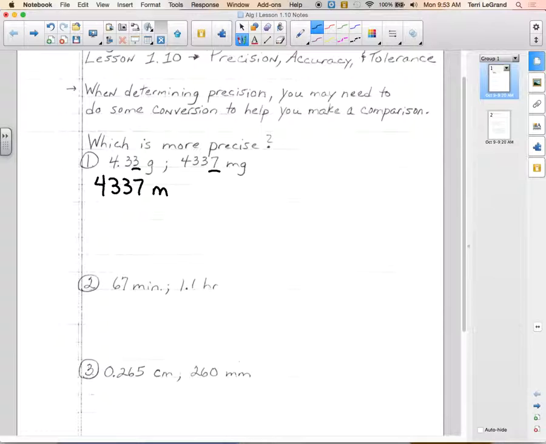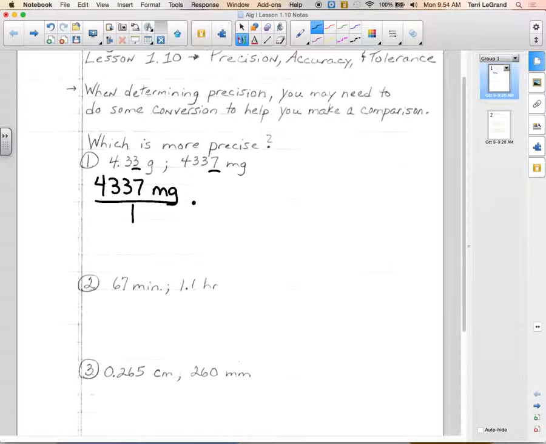4,337 milligrams. Just put it over 1. We don't have to put any label over that one. We're just making it into a fraction so we can use a conversion factor. And then, what did I hear you say, Aaron? How many milligrams are there in a gram, or how many grams are there in a milligram? Milligrams in a gram. Okay, there's 1,000 milligrams in a gram.